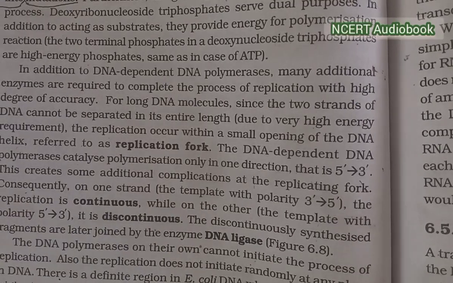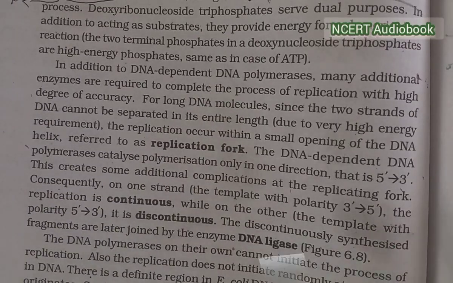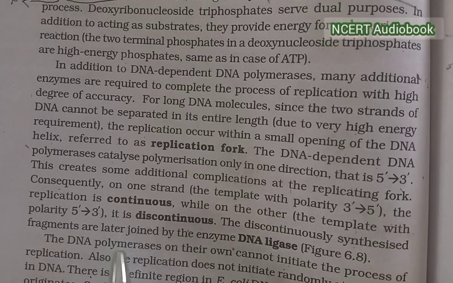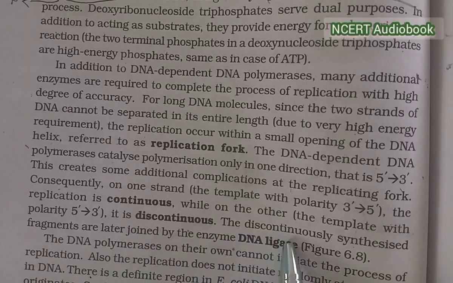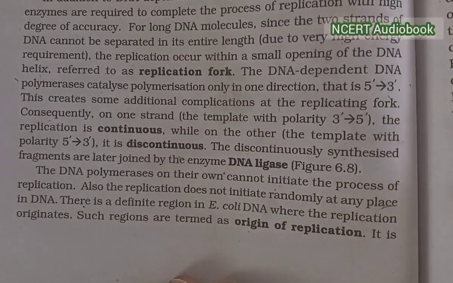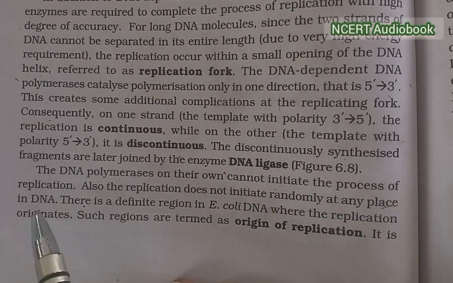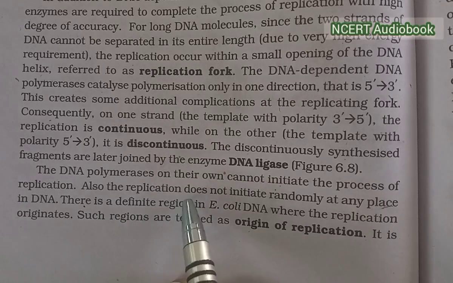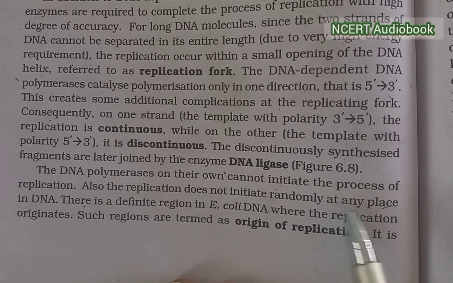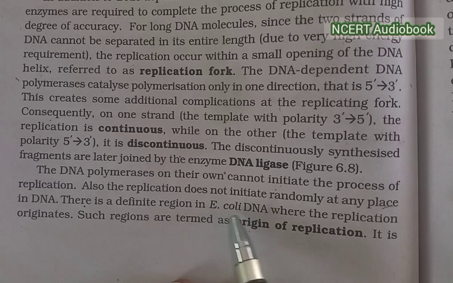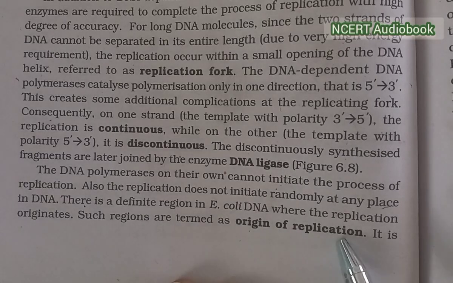It is discontinuous. The discontinuously synthesized fragments of the lagging strand are joined by the enzyme DNA ligase. The DNA polymerases on their own cannot initiate the process of replication. Also, replication does not initiate randomly at any place in the DNA. There is a definite region in the E. coli DNA where the replication originates. Such regions are termed the origin of replication.